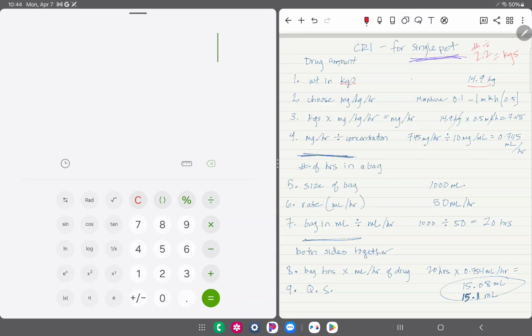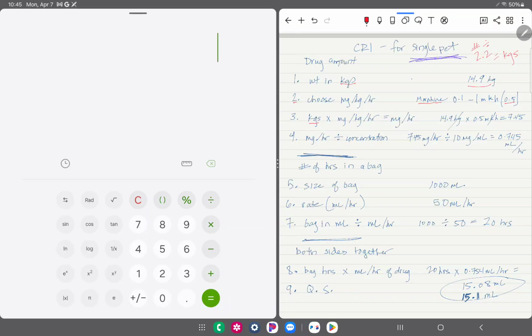The next thing we want to do is choose what is the mg per kg per hour of my CRI. So if you go into your formulary, and Plum showed me that morphine is going to be 0.1 to 1 mg per kg per hour. So I have a huge dose range I could choose from. So I'm going to go right in the middle. 0.5 mg per kg per hour is what I'm going to pick. Then I'm going to go to my next equation.